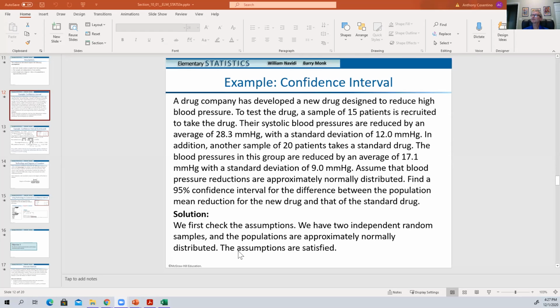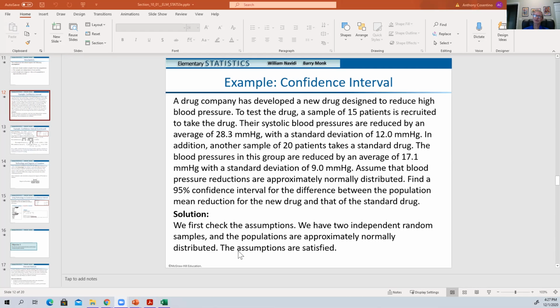Say you developed a new drug, again, we talked about high blood pressure. To test the drug, a sample of 15 patients is recruited to take the drug. Their systolic blood pressures are reduced by an average, which is the mean, of 28.3, with a standard deviation of 12. In addition, another sample of 20 patients takes the old drug, and the blood pressure in this group is reduced by 17.1, with a standard deviation of 9.